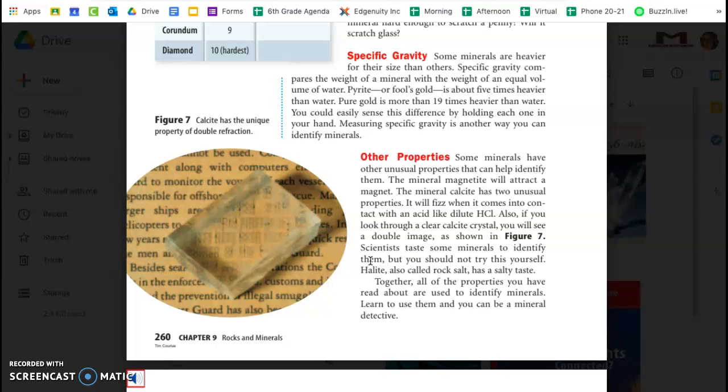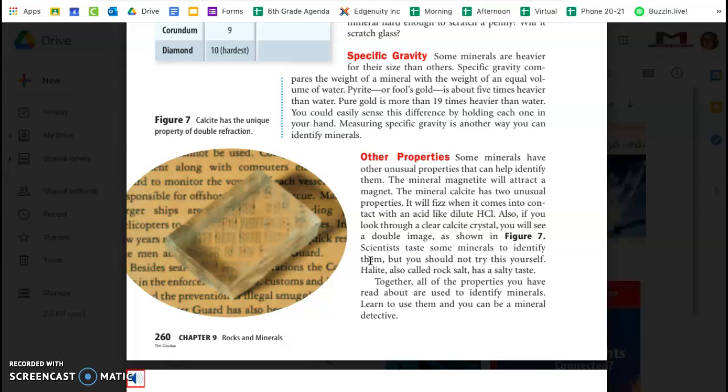For instance, figure 7 is showing a thin piece of calcite. And if you look through a thin piece of calcite, you end up with a double image. So you can see that. But there are other minerals that have specific properties unique to them as well, such as magnetite. It's attracted to a magnet.